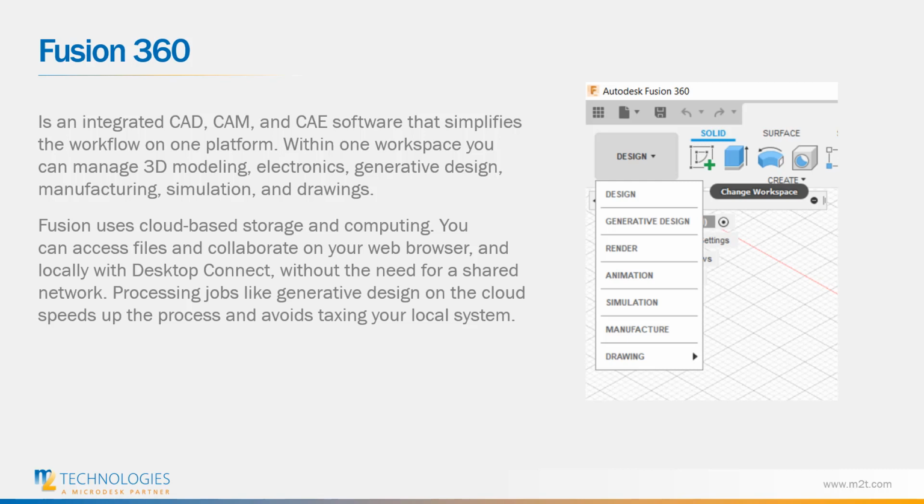Fusion uses cloud-based storage and computing. You can access files and collaborate on your web browser and locally with Desktop Connect without the need for a shared network. You are able to work on files offline, but all it takes to share and collaborate is an internet connection. When you're in an office, but especially when you're working from home, your system might get bogged down by some of the more demanding processes. This is why you can process jobs like generative design, renderings, and toolpath on the cloud, which speeds up the process and avoids taxing your local system.